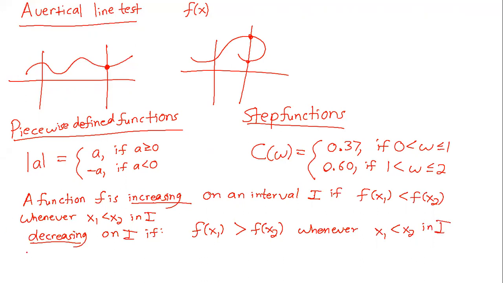And so as an example of that, f of x equals x squared is going to be decreasing on the interval negative infinity to 0, and then it's going to be increasing from 0 to infinity. Okay, so that covers a little bit about functions.